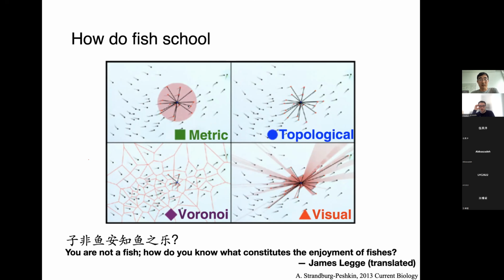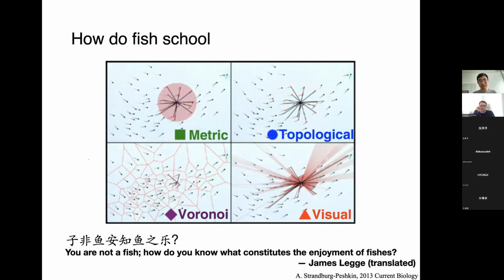This question is very similar to the philosophy question raised by the old Chinese saying, like, you're not a fish. How do you know what constitutes the enjoyment of fishes? It's a hard question. Like, how can we know who the focal individual is talking to and what kind of information the fish are exchanging? The easy way, well, is if you can talk to the real fish, then you can ask him who the guy is interacting with. But unfortunately, now we cannot talk to fish.